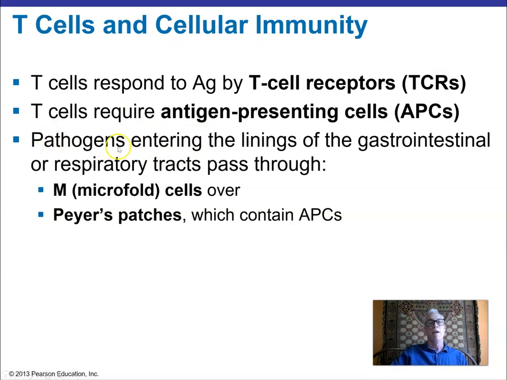Interestingly, just a little aside here, pathogens in the lining of the intestines or the respiratory tract can pass through microfold cells. It's like a little portal of entry into some lymphoid tissue. If it's in the small intestine, the later part of the small intestine is called a Peyer's patch. And in that Peyer's patch are antigen-presenting cells, phagocytes, and B lymphocytes, and so forth.